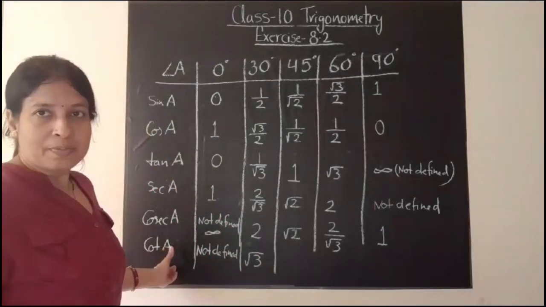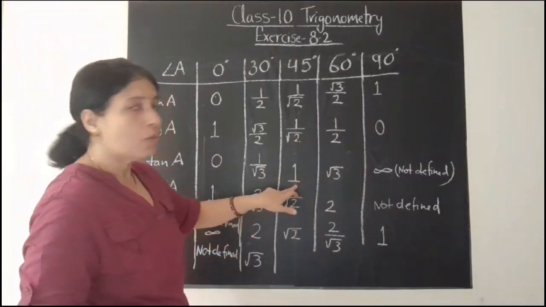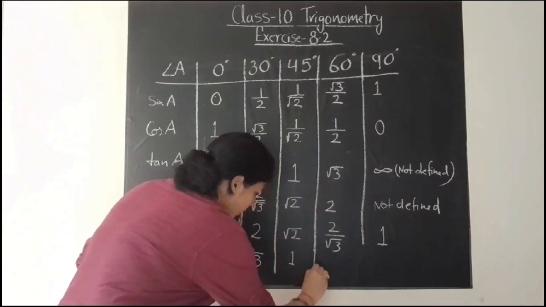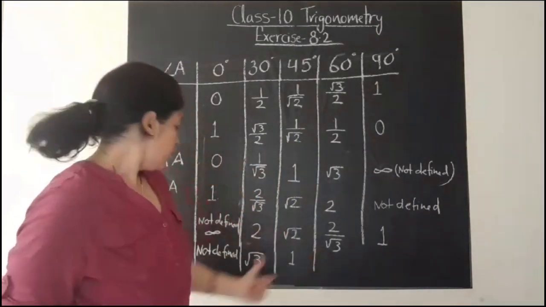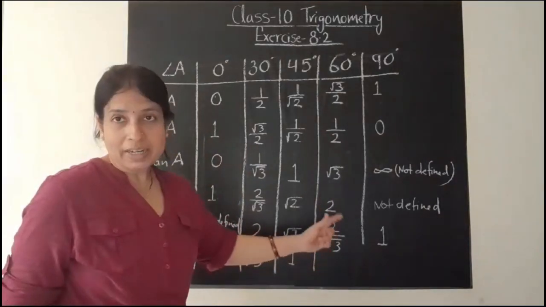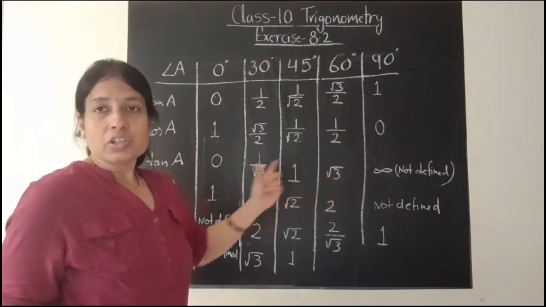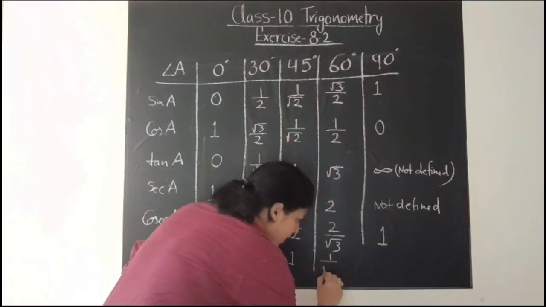Then cot 45 is equal to 1 by tan 45. Tan 45 is equal to 1. So 1 by 1 is equal to 1. Then cot 60 is equal to 1 by tan 60. So tan 60 is equal to root 3. So cot 60 will be 1 by root 3.